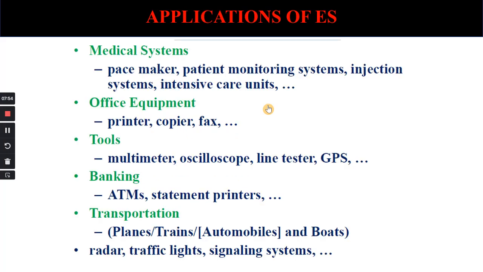Now we come to applications. What are the applications of embedded systems? There are a lot of applications. As we've seen in the introduction itself, there are applications in multiple domains like medical systems, office equipment, tools, banking, transportation. In each and every domain, we have multiple devices. If you take medical systems, there are multiple devices like pacemaker, patient monitoring, injection systems, and intensive care units. Everyone already knows what a pacemaker is. A pacemaker is used to monitor the heart rate of a human being, right? Like that, we have many devices.